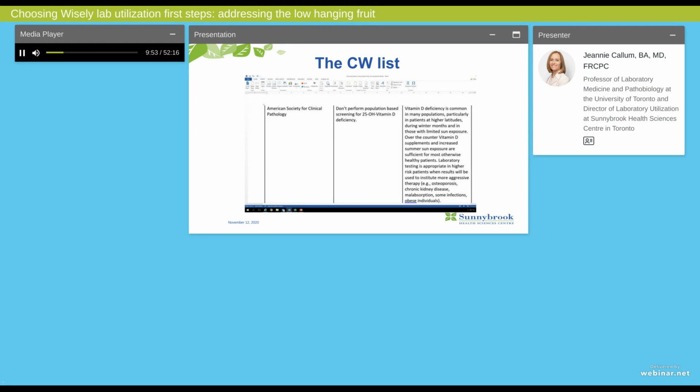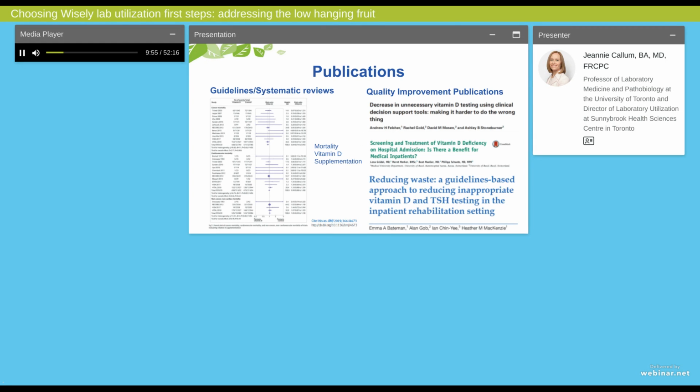So I think that this is a great exercise as you go through your different projects. And then you've got to look at the publications. You're not going to be able to do this without evidence.